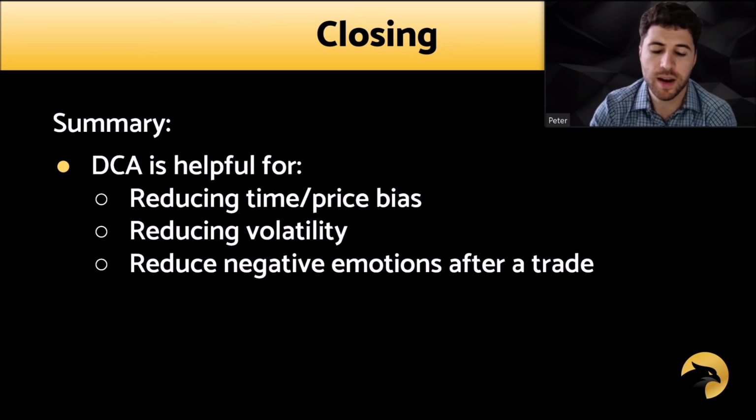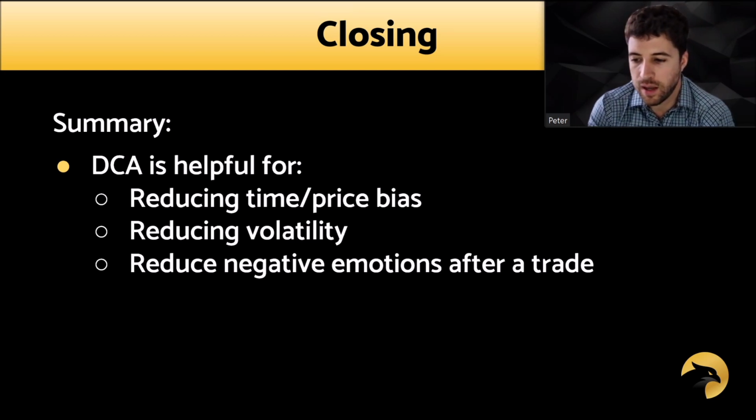So in closing, dollar cost averaging is helpful for reducing our bias in time and price. As traders, when we look at the market, we may be in a certain mood or have certain things happening to us in time that give us a certain bias. For example, if you receive a paycheck, you may say, okay, I have all this capital now to allocate, and so you may just put it in the market.